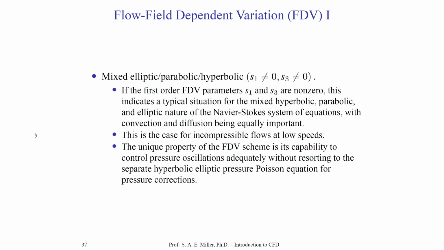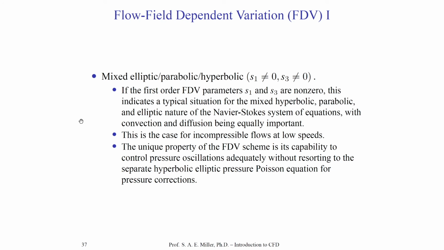If we look at our solution and S1 and S3 are not 0, and they're rather dominant, then we'll see that this indicates that the simulation is rather a mixed hyperbolic, parabolic, and elliptic in nature, which of course is like a Navier-Stokes system of equations, and the convection and diffusion terms will be balanced. So if S1, S2, S3, and S4 are not 0, and they're equal, we'll of course have a rather good balance between convection and diffusion terms.